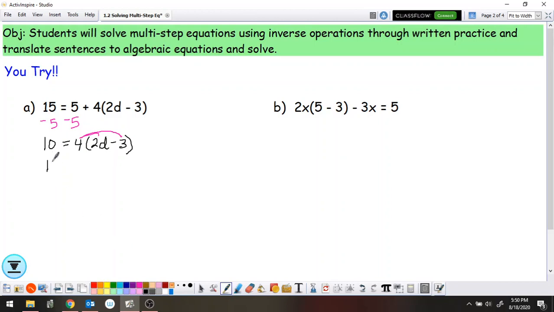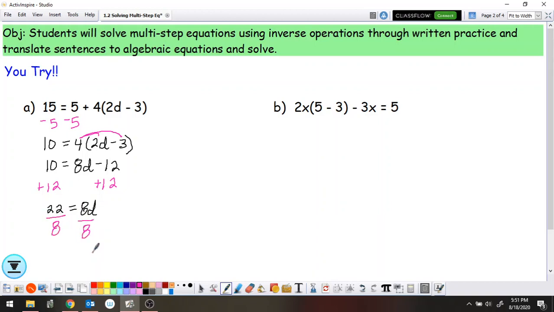So now my equation is 10 equals 8D minus 12. And then add 12 to each side, and we have 22 equals 8D, and then we will need to divide by 8 to isolate the D.